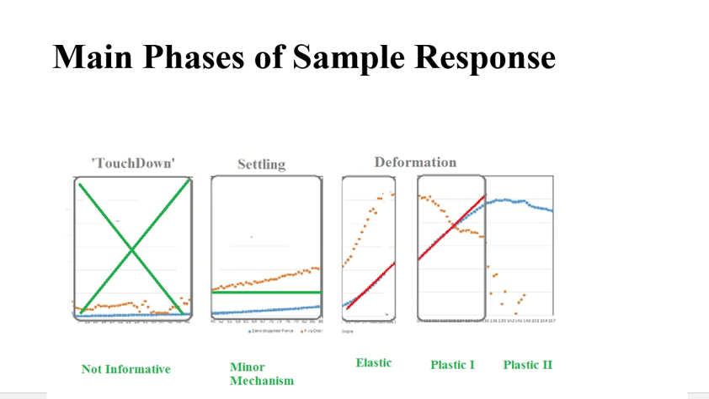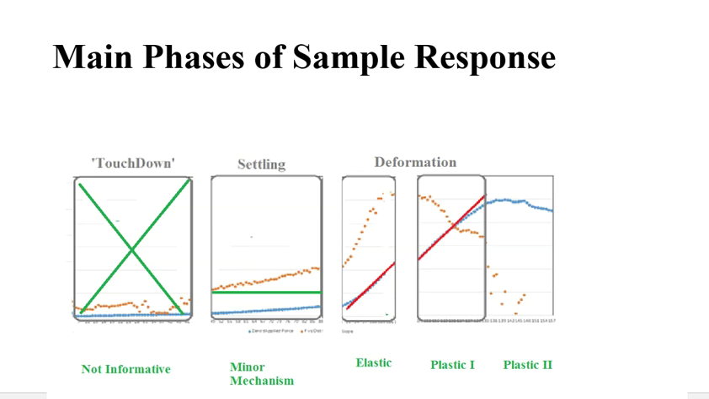So you can look at this particular collection of data as just touchdown is really uninformative except to find out where zero is. Then there's a minor mechanism region initially, which could be the sample changing shape to conform with the supports, or it could be that you have a sample with two very different materials together, and this is compressing the one material before the main material.